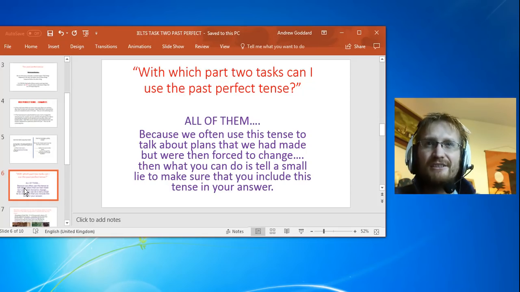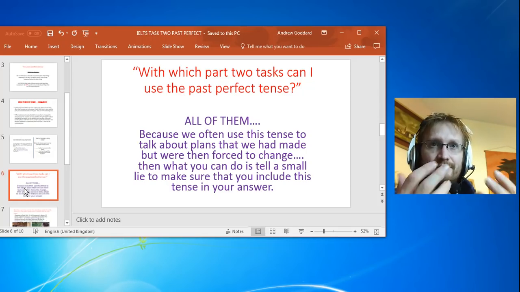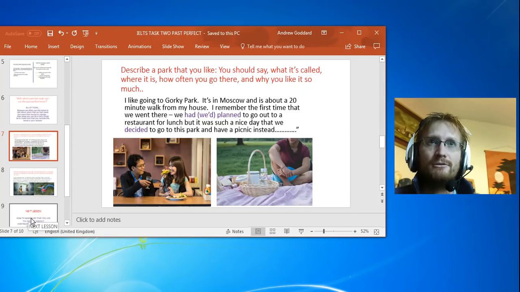Then what you can do is tell a small little lie to make sure that you include this tense in your answer to any question. And here's an example question.